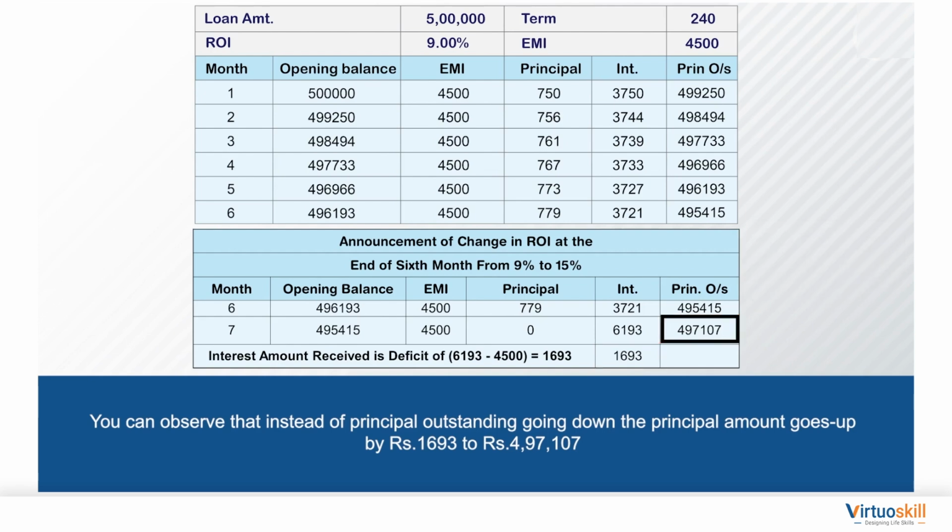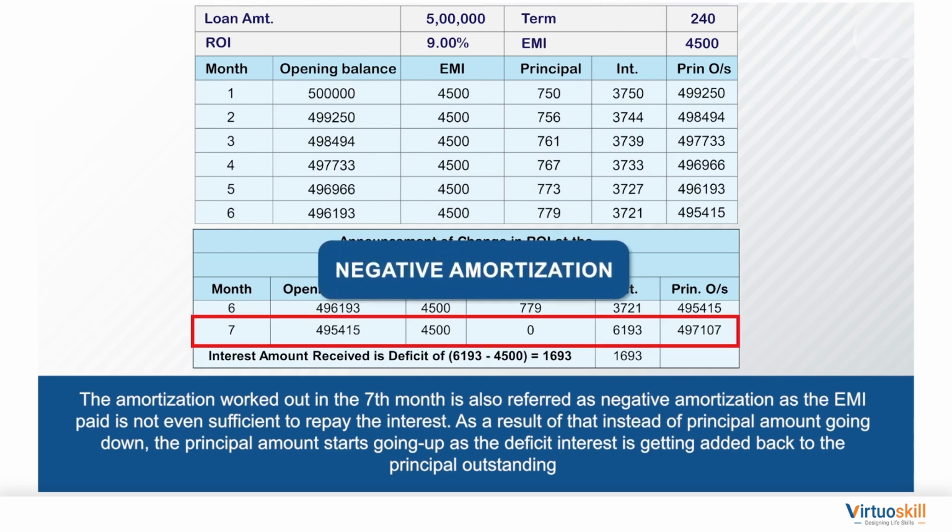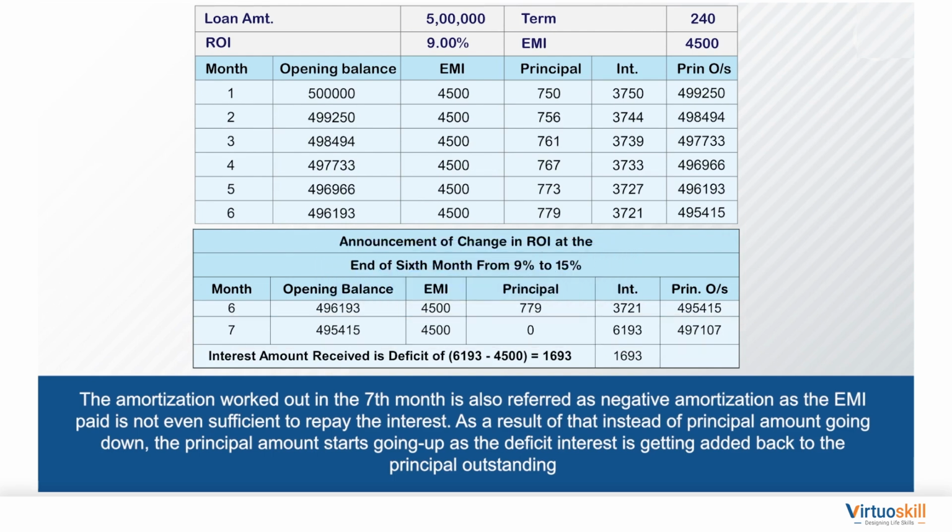The amortization worked out in the 7th month is also referred to as negative amortization, as the EMI paid is not even sufficient to repay the interest. As a result of that, instead of the principal amount going down, the principal amount starts going up as the deficit interest is getting added back to the principal outstanding.